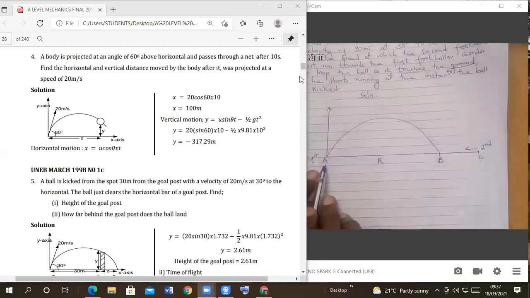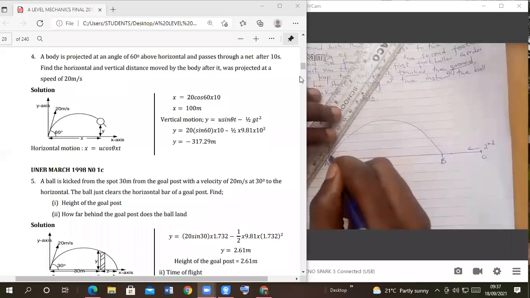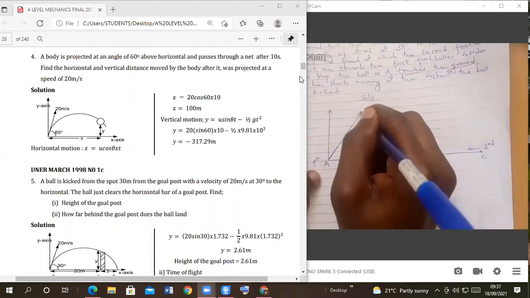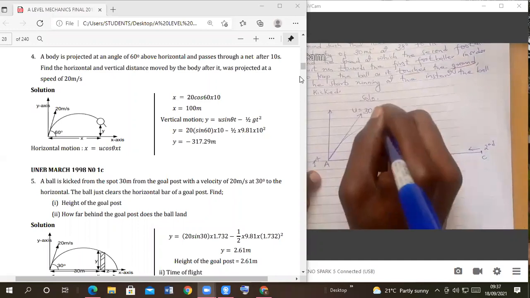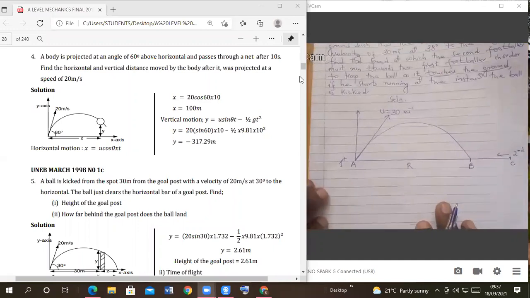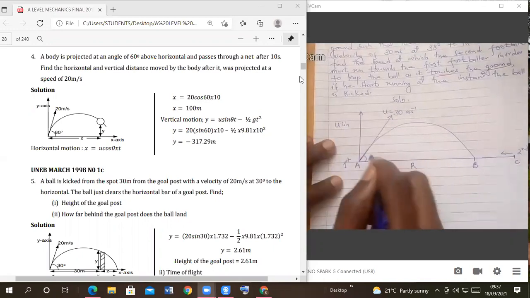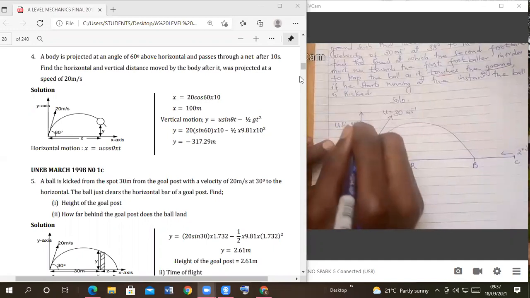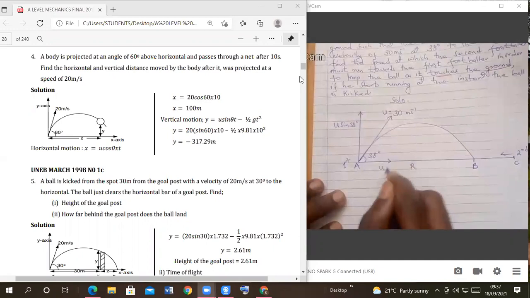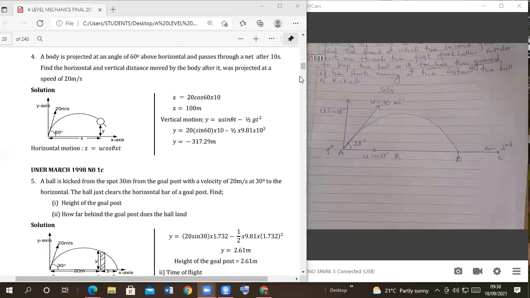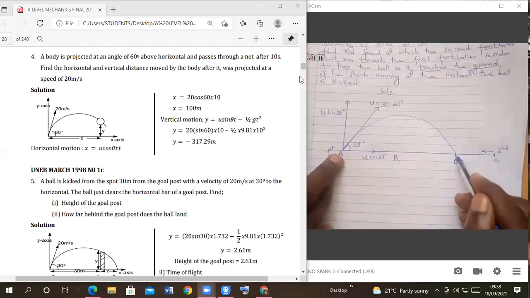So the first footballer is at point A, and the ball was kicked at an initial velocity U equals 30 meters per second. So we know the vertical component is U sin 38 degrees, and the horizontal component is U cos 38 degrees. This one we already know. The most important thing here is that we have to find the time of flight, the time taken for the ball to travel from point A to point B.